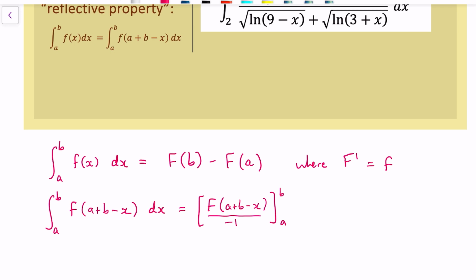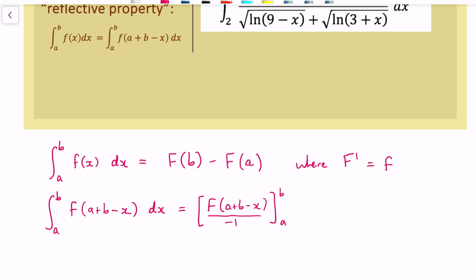That's similar to something like, if I anti-diffed cosine of x, I get sine of x. If I anti-diff cosine of, say, 3 plus x, I'd just get sine of 3 plus x. But if it's 3 minus x, it's not just sine 3 minus x, I'd have to divide by negative 1, the derivative of the inner function. And that works for linear functions, when the inner function's a linear function.